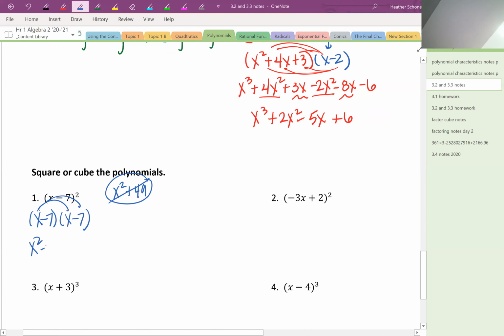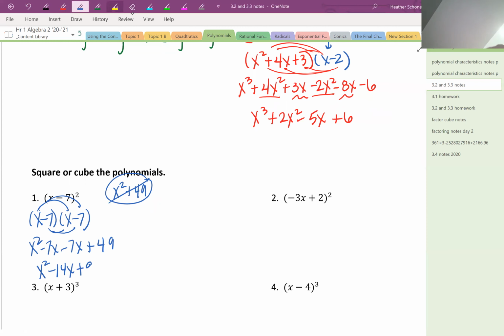So I get x squared minus 7x minus 7x plus 49. I combine like terms. The middle terms do not cancel out. I get a negative 14x, and it's very important that that's included. And then this is my final answer.